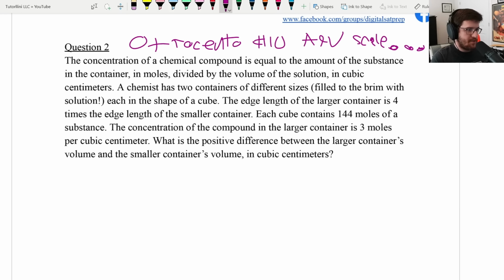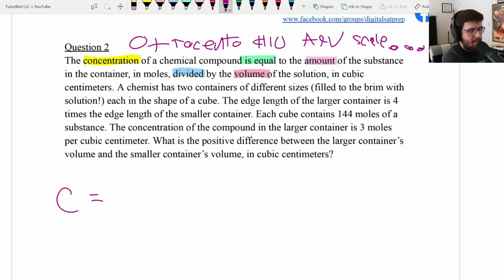Okay, so first thing I'm going to do is I'm going to translate this first sentence to an equation. So concentration is equal to amount divided by volume. So I'm going to do concentration is equal to amount. For chemistry, amount, we use lowercase n. You can use whatever letter you want, over volume.